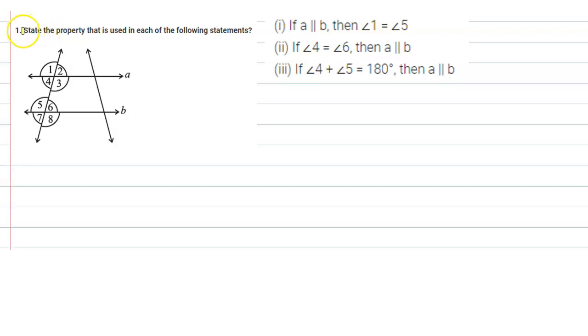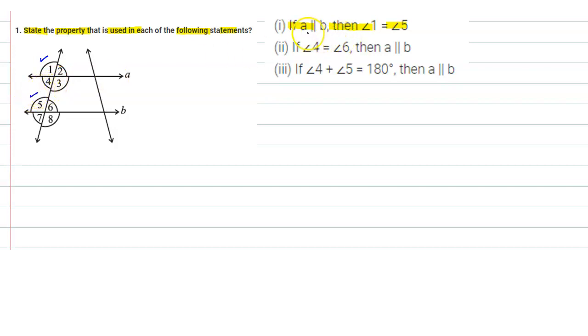Hello students, so the given question here is: state the property that is used in each of the following statements. The first statement is: if A is parallel to B, then angle 1 is equal to angle 5. We need to tell which property is used in this statement, why this angle 1 is equal to angle 5. So let's see, angle 1 over here is this and angle 5 is this.